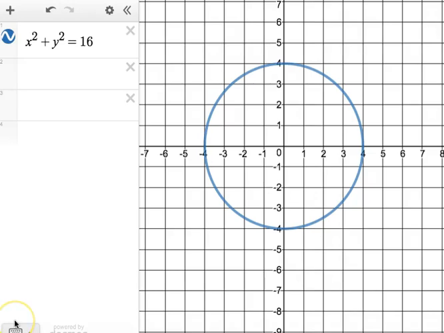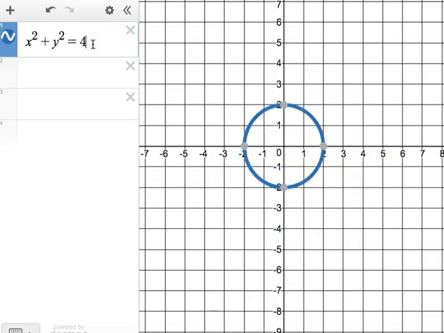Okay, in this video we're looking at equations of circles. The first activity, we are going to look at equations of circles with centre 0, 0. So here we've got x squared plus y squared is 16. Notice that the centre is 0, 0 and the radius is 16.